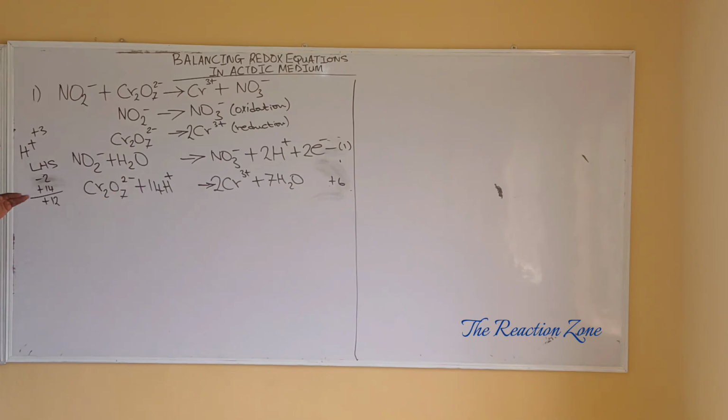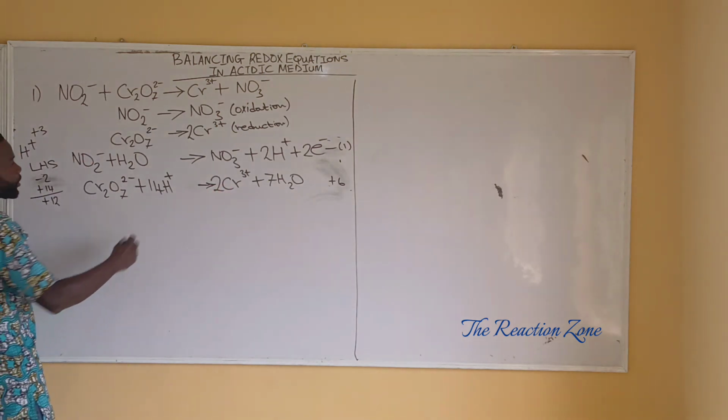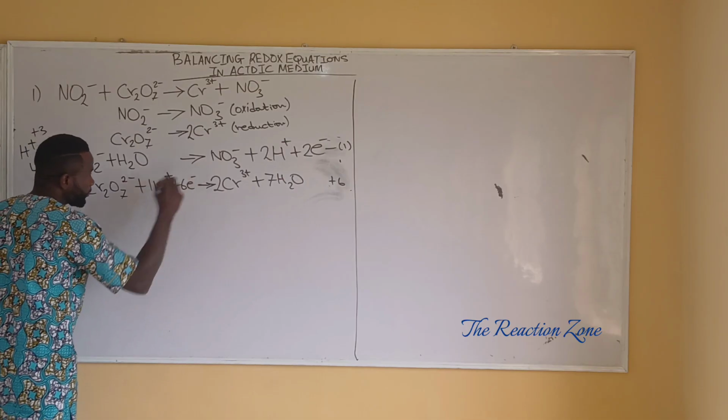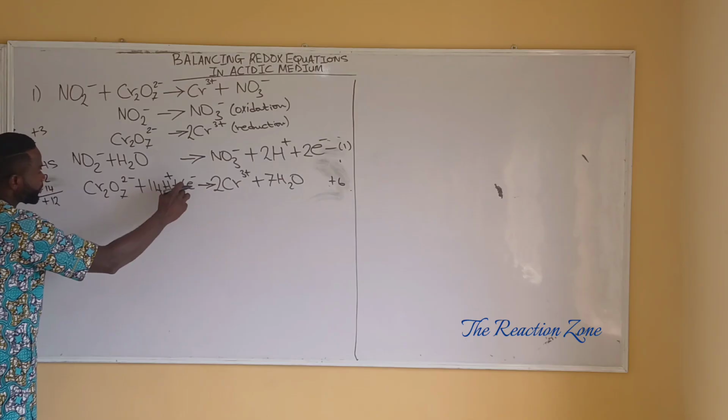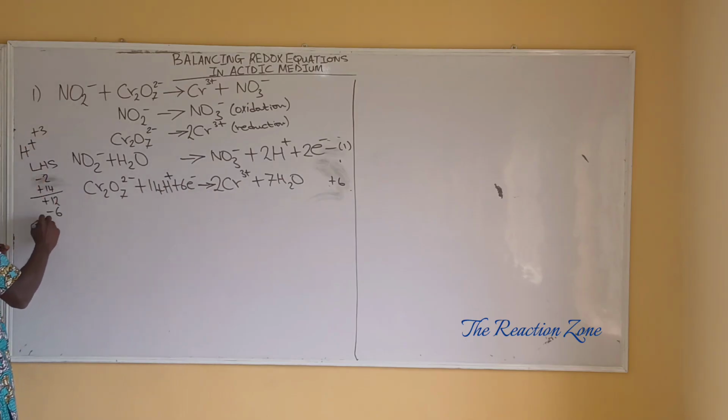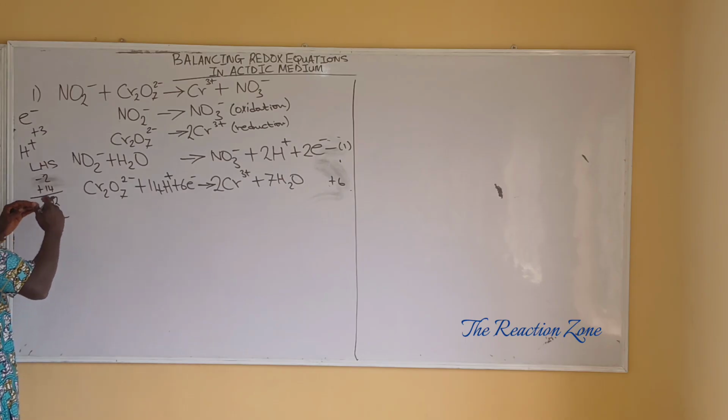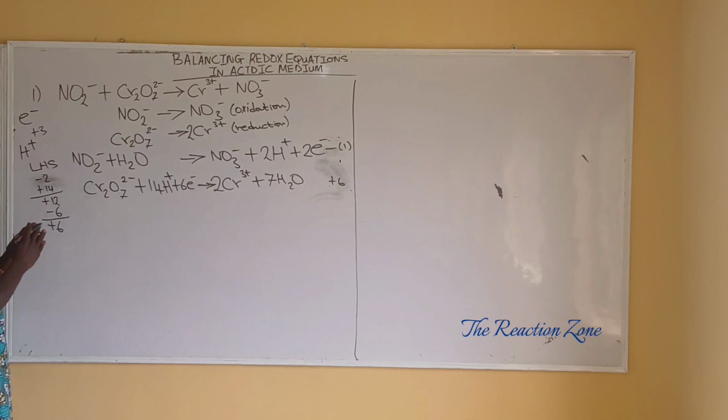So what do we do to +12, which is the greater charge, to become equal to +6? That will be to add 6 electrons here. Because by the time we add 6 electrons here, it will now become -1 times 6, which will be -6, and +12 minus 6 will give us +6. Don't forget, each electron carries a negative charge of -1. So now, we have balanced both half equations with respect to the atoms and also with respect to the charges.